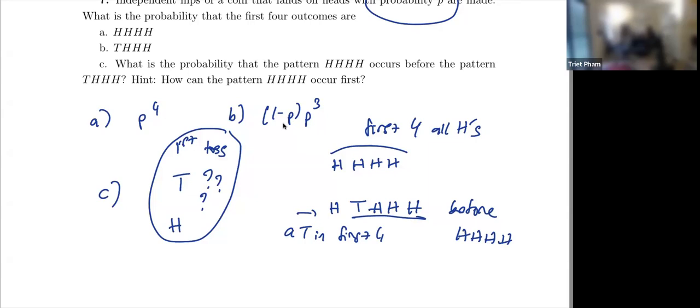So basically, the answer here is p to the fourth. The argument is that if you don't achieve this on the first four tosses, introducing a tail in there means you will always have the three heads in a run before four heads in a run with that tail, meaning you will have tail, head before four heads. Does that make sense? Any question about this?